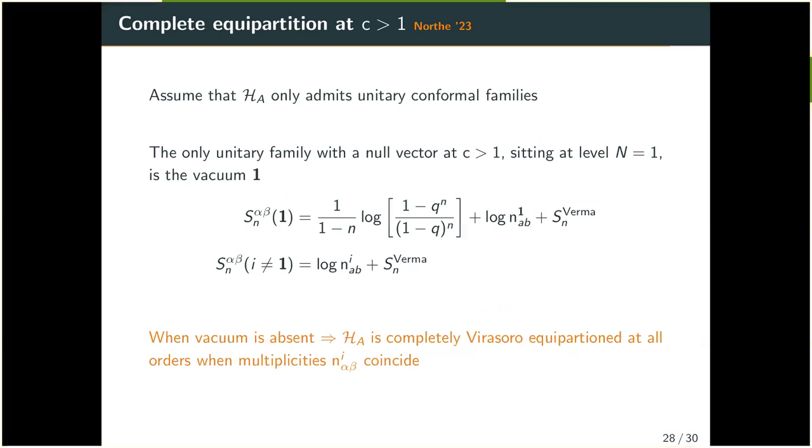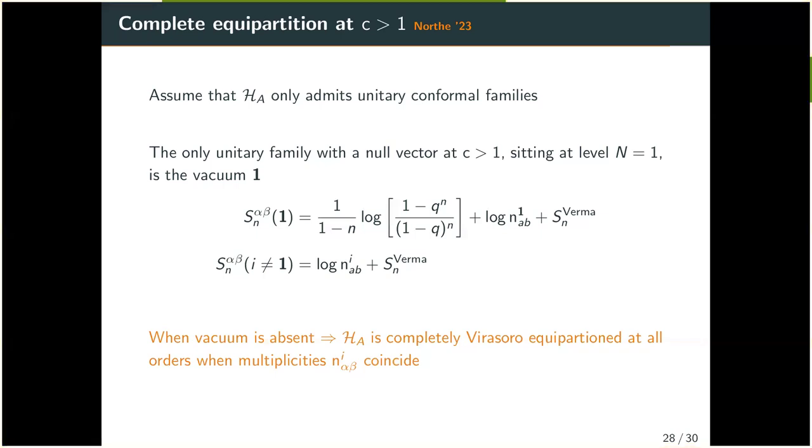And finally, that's probably the last statement I'm going to make. Suppose you only have unitary conformal families in your Hilbert space. Now we're going to talk a bit about central charge bigger than one. For a central charge bigger than one, there's only one representation in a unitary CFT which has a null vector, and that's the vacuum. It has a very simple null vector which just sits at n equals one. It's just L minus one acting on the vacuum. That's the null vector. Then you can evaluate the character. It's just going to have this prefactor 1 minus q to the n. So it's going to look in a particular way, and for all other representations, there's going to be no null vector. They're all going to look the same.